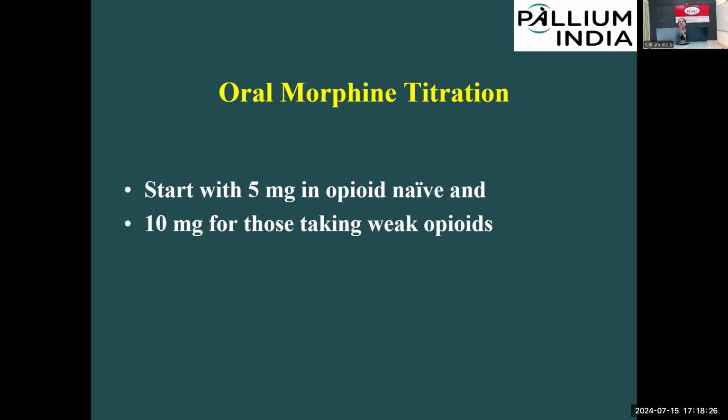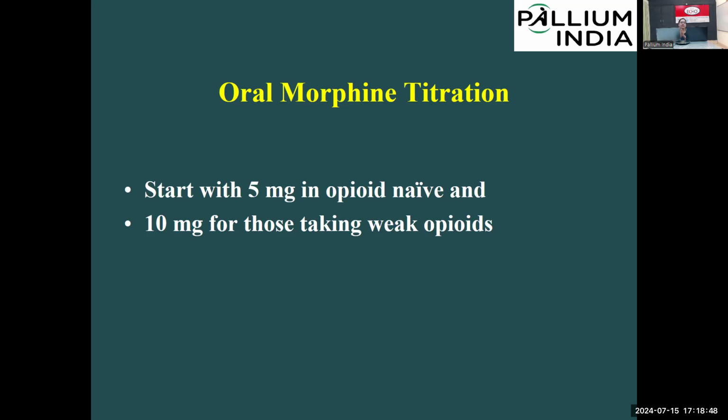So Dr. Victoria is asking about the antiemetic. Yes, antiemetic needs to be prescribed along with morphine at least for the first 3 days. You need to give tab metoclopramide 10 milligram 8 hourly for at least the first 3 days. We have to prescribe it along with the oral morphine.